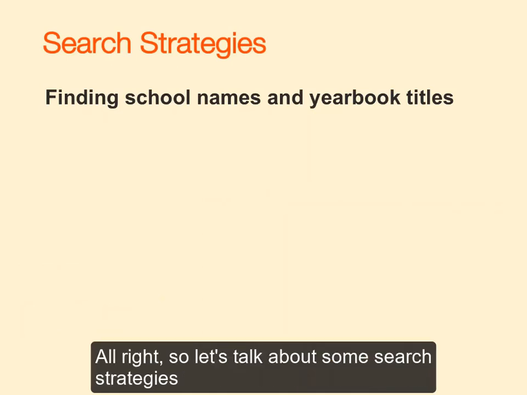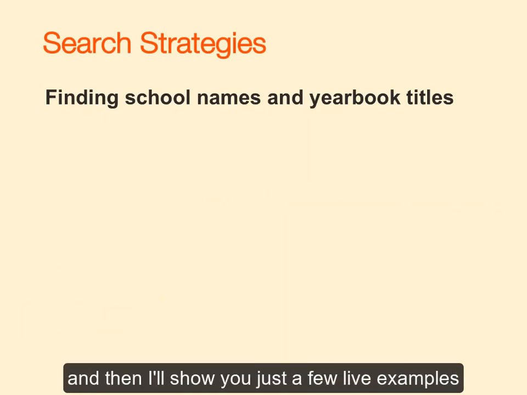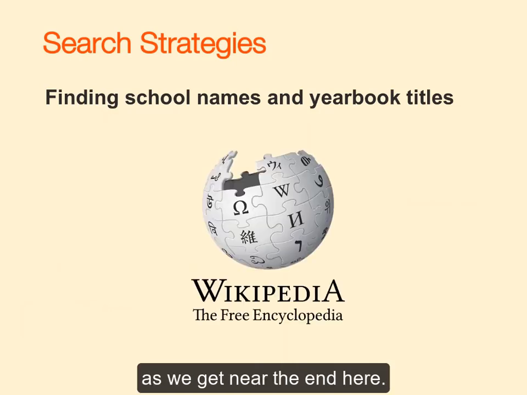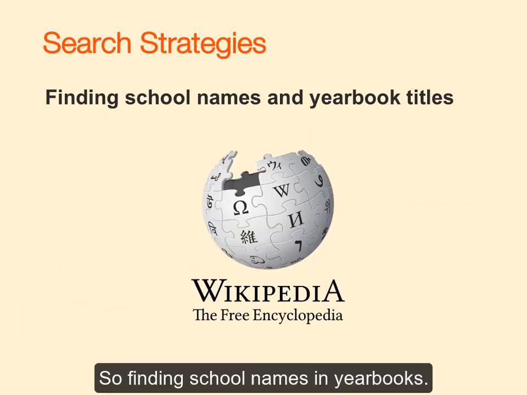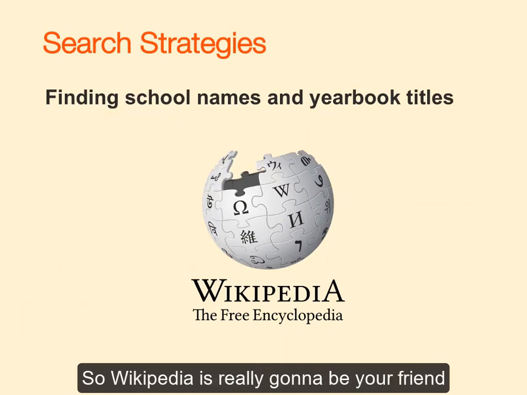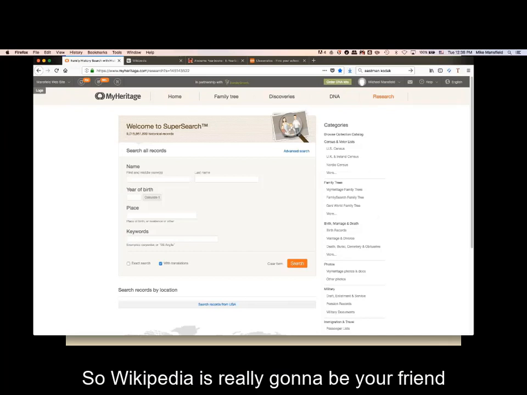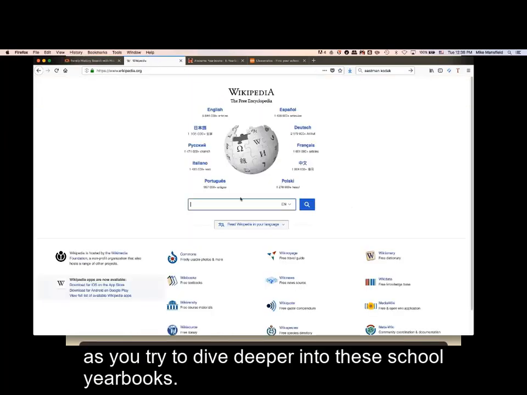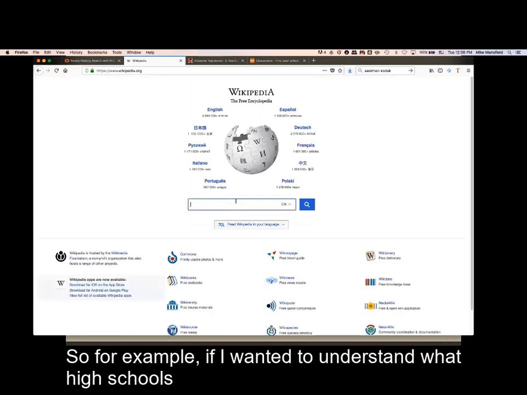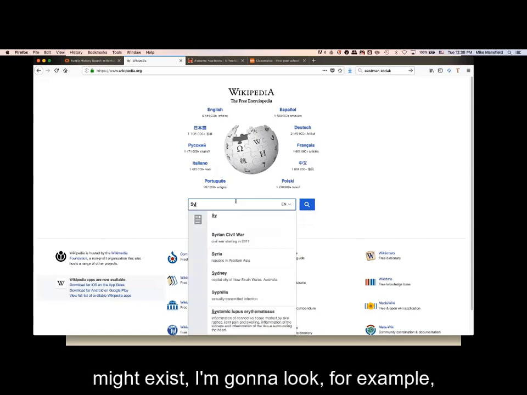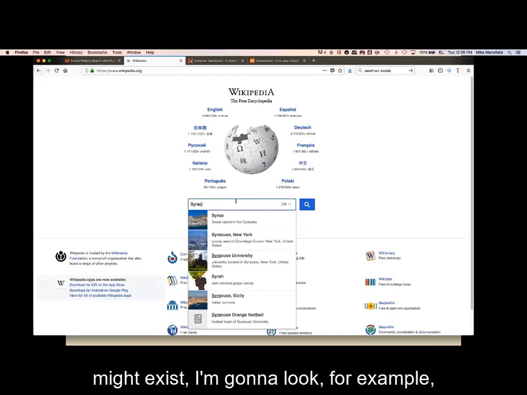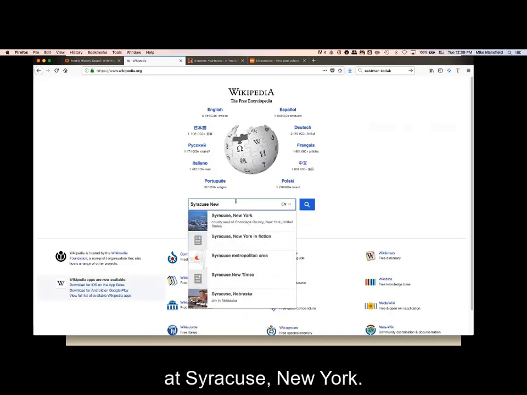All right, so let's talk about some search strategies, and then I'll show you just a few live examples as we get near the end here. All right, so finding school names in yearbooks. Wikipedia is really going to be your friend as you try to dive deeper into these school yearbooks. So for example, if I wanted to understand what high schools might exist, I'm going to look, for example, at Syracuse, New York.